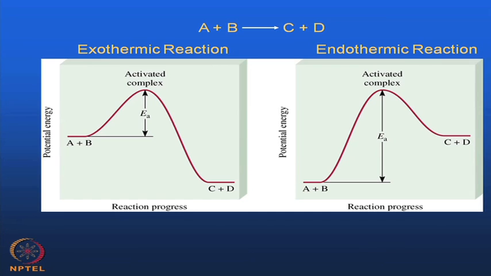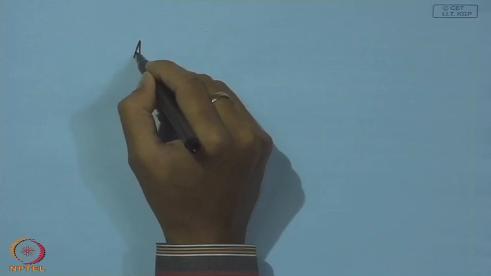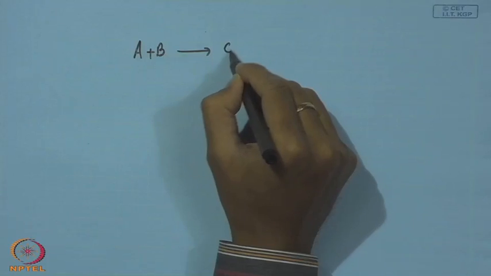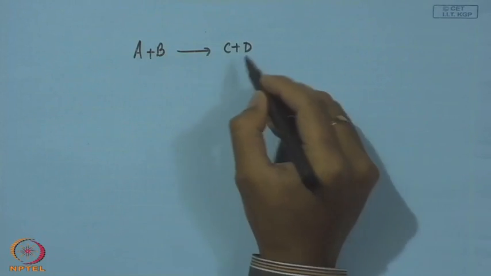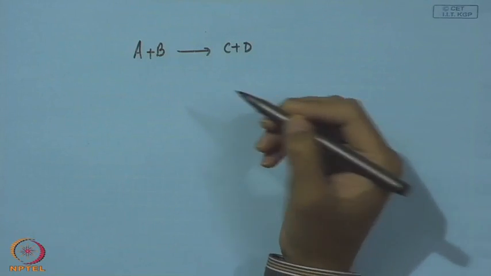Now, let us look at this diagram. The first diagram is for the exothermic process and the second diagram is for the endothermic process. Exothermic process means the process which gives out heat, and endothermic process takes up heat and the system becomes cooled down, and for the exothermic case the system becomes hotter. Okay. So, basically you are starting from A plus B and you are ending at C plus D. So, the process may be exothermic, the process may be endothermic.